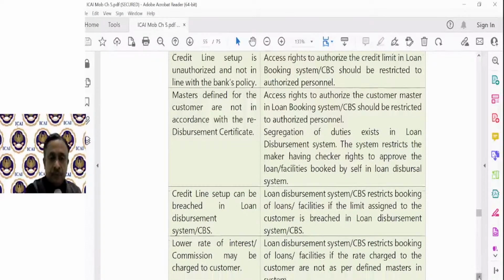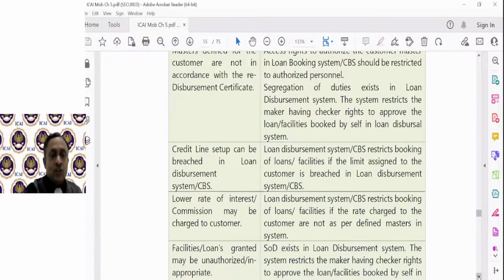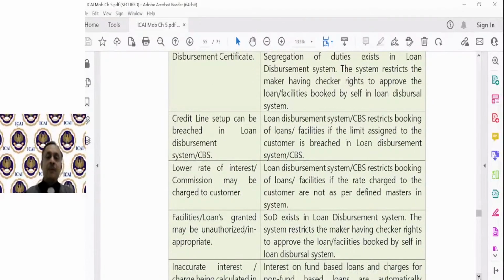Then the possibility that credit line setup can be breached in loan disbursement. This is important. Now, what does this mean? We'll take an example. Loan disbursement system restricts booking if the limit assigned to customer is breached in loan disbursement system. Now, please understand, today the core banking system, the way it is working. So let us take cash credit as an example. So there is a concept of drawing power.